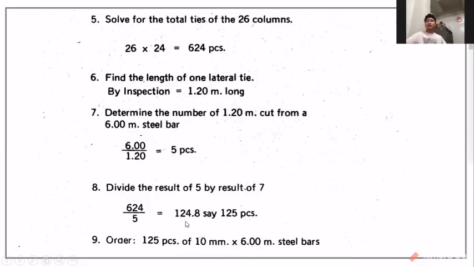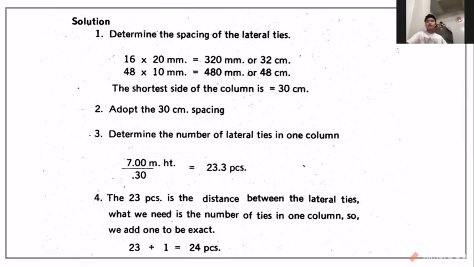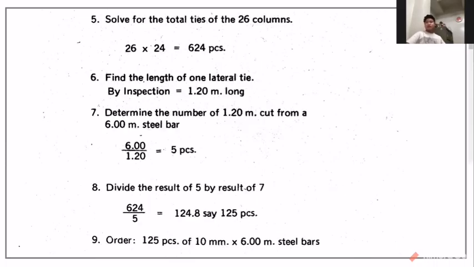Next is to solve for the lateral ties of the 26 columns. We have 24 pieces in every column, and we have 26 columns, so 26 multiplied by 24 is equal to 624 pieces. So we need these 624 pieces for our 26 columns. Next is to find the length of one lateral tie. By inspection, we have 1.20 meter long. For step 7, we need to determine the number of 1.20 meter cuts from a 6 meter steel bar. So 6 meter divided by 1.20 meter gives us 5 pieces.